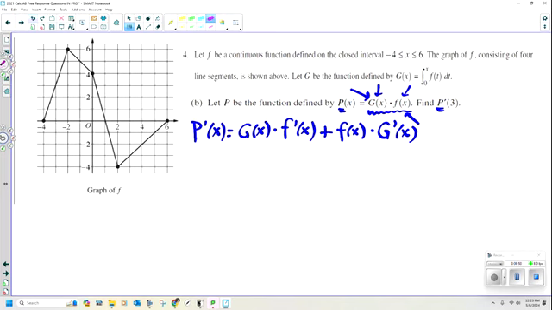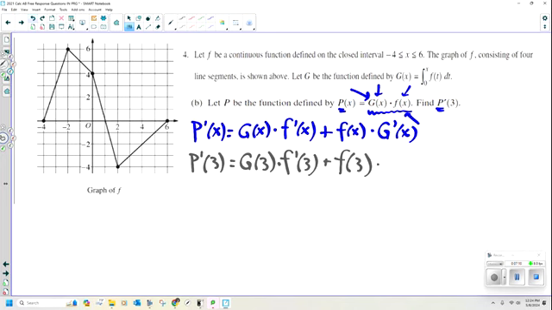Now, I'm going to put in my 3, all right? So I need p prime of 3. That's g of 3 times f prime of 3 plus f of 3 times g prime of 3. Here we go.